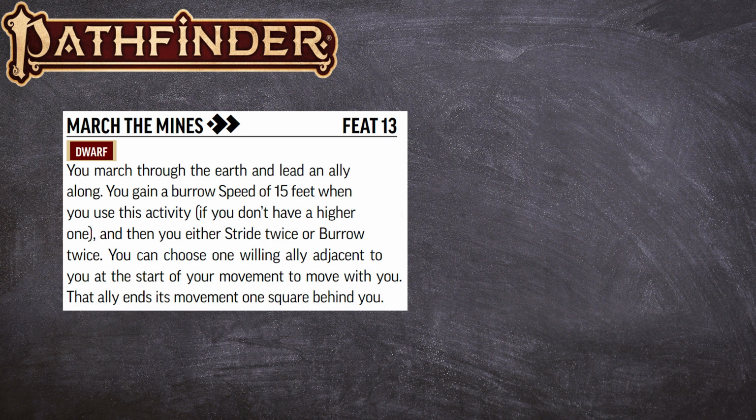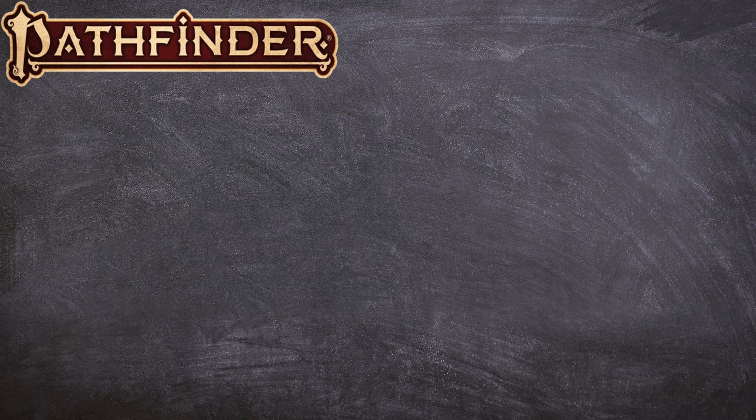You gain a burrow speed of 15 feet when you use this activity, if you don't have a higher one, and then you either stride twice or burrow twice. You can choose one willing ally adjacent to you at the start of your movement to move with you. The ally ends its movement one square behind you. So you basically say, hey buddy, we're going underground, and you drag your friend along with you. I think this is hilarious. I really like this feat.